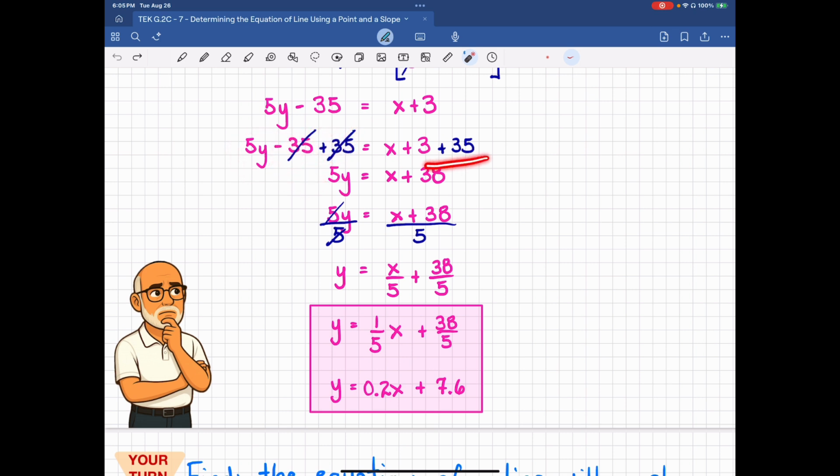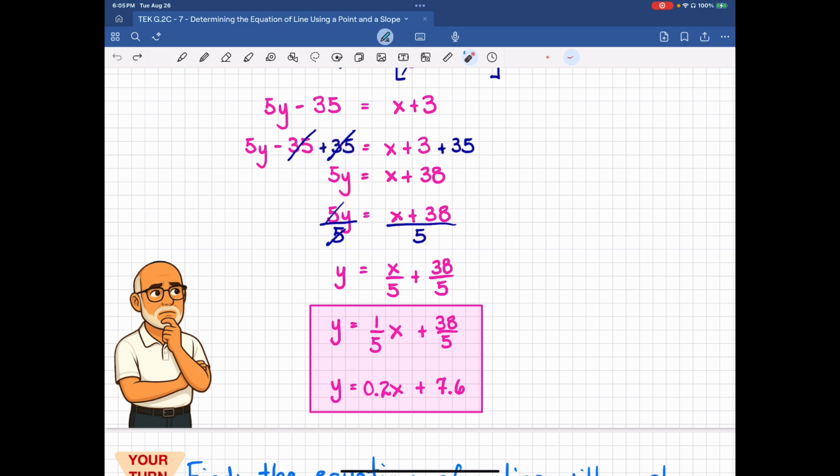But look over here. We need to combine like terms. So I have one x right here, but I have numbers that I could add together. 3 plus 35. That gives me 38. So I've simplified it one step further. Look, I have 5y equals x plus 38. We're almost done. We're not looking for 5y. We want to know what y is.